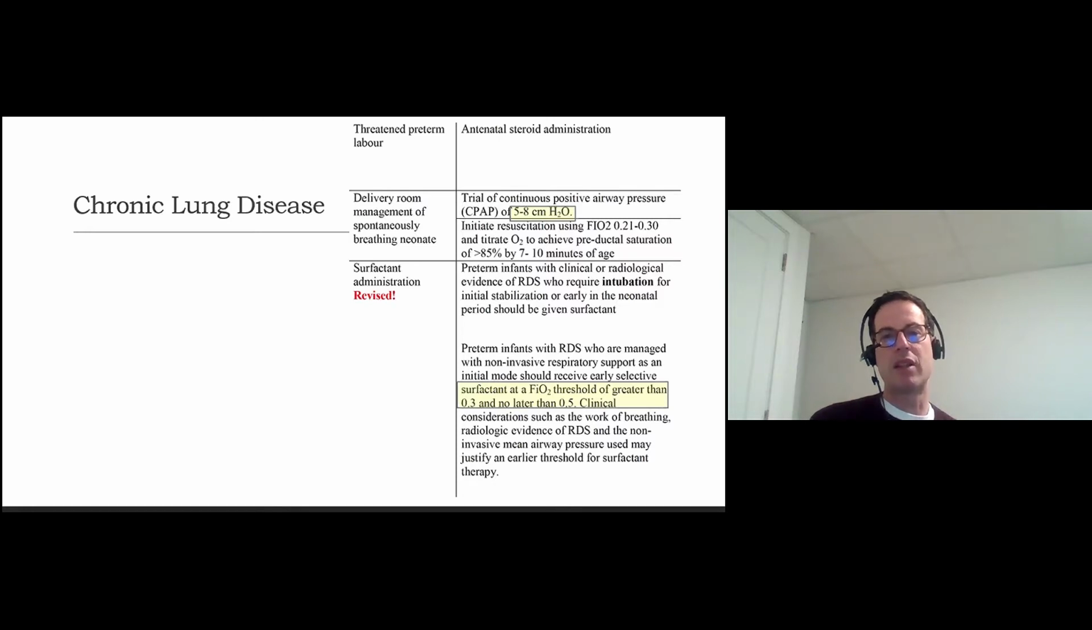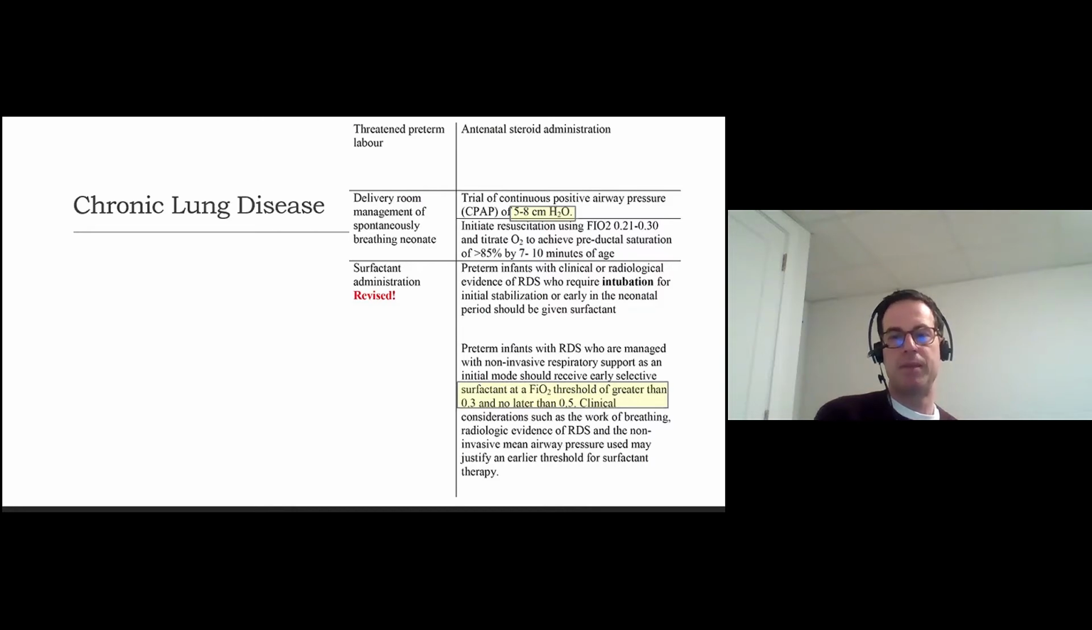These are the practices that we believe in Canada lead to the best outcome. Beginning in the delivery room, the recommendation is to use CPAP as high as 5 to 8. We don't recommend the use of high flow nasal cannula, which I know is controversial. I'll get into that in a minute as to why I believe CPAP would be superior.